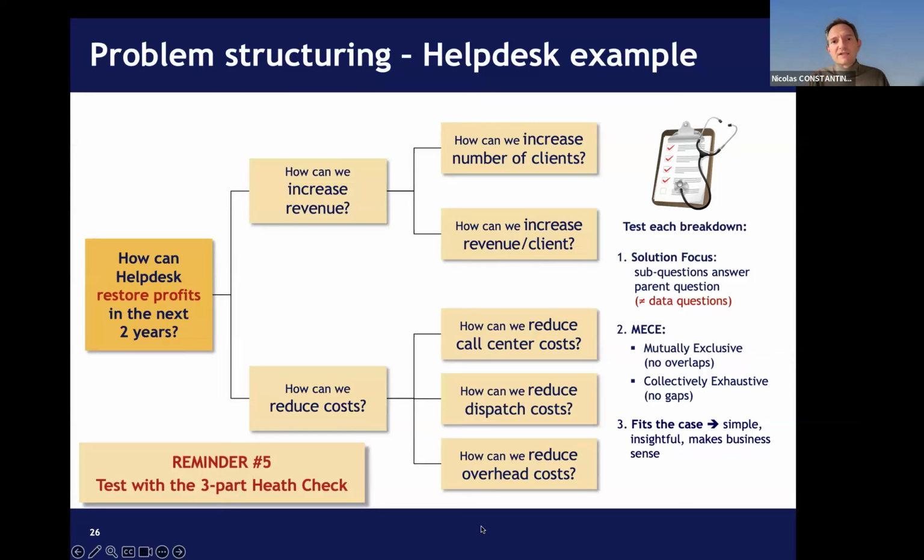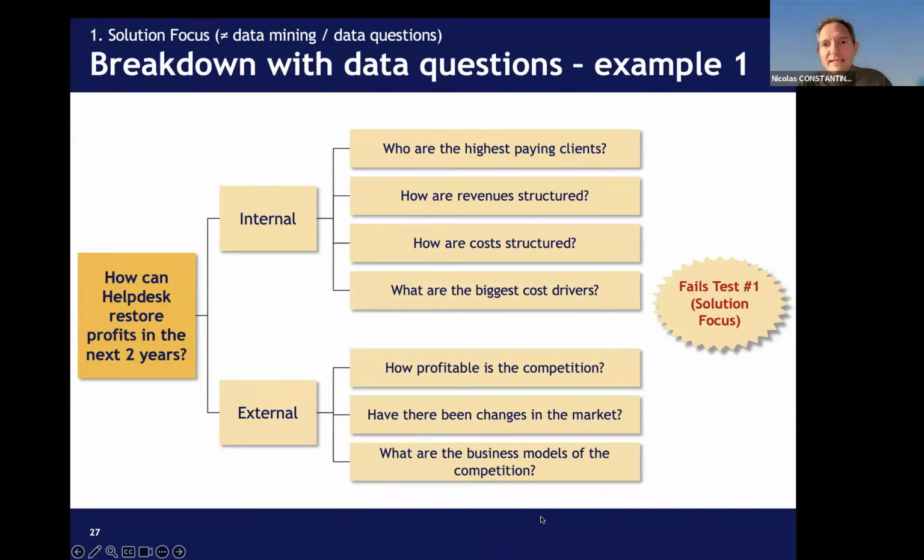Test number 3, it fits the case, because fitting the case is the best way to ensure that it makes business sense, or it makes sense in a real world kind of way, right? So here, let me just ask you, if I had a structure like this, what's the problem with a structure like this? Why does it not work? It's not solution focused. That's right. What is the focus? What do these questions do?